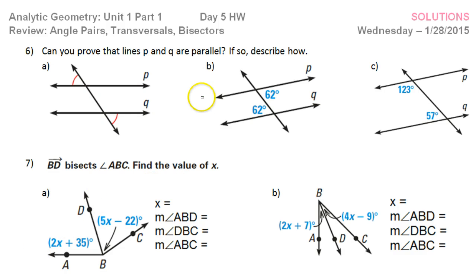Okay, this is part two of our review of angle pairs and transversals and bisectors. So we're picking up here with number 6.